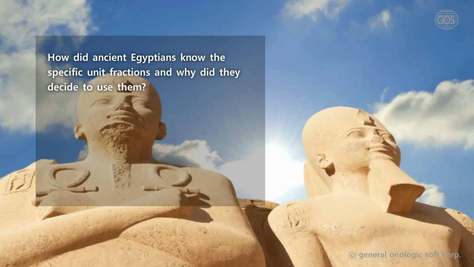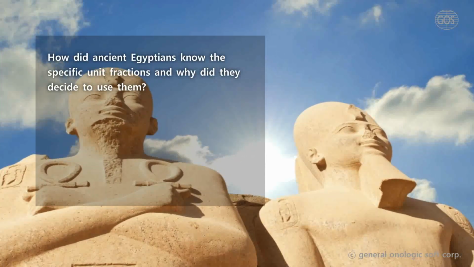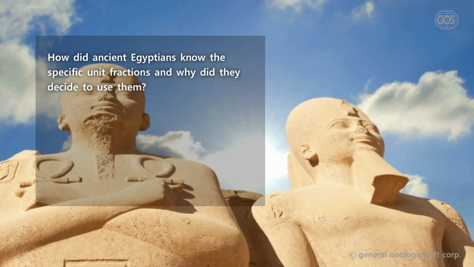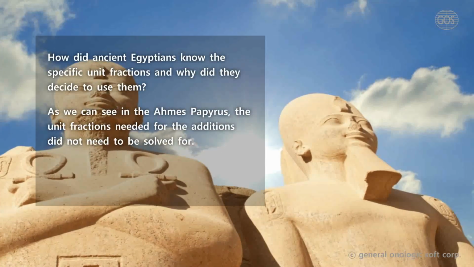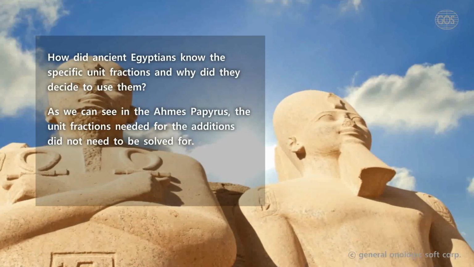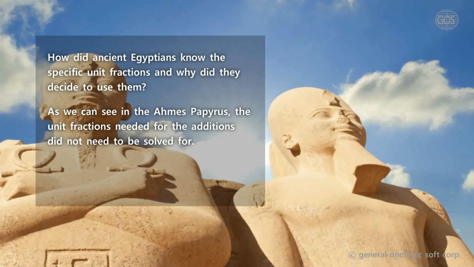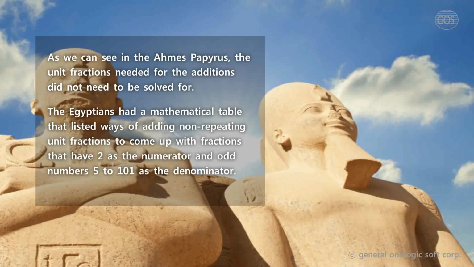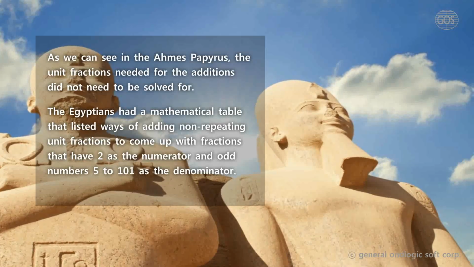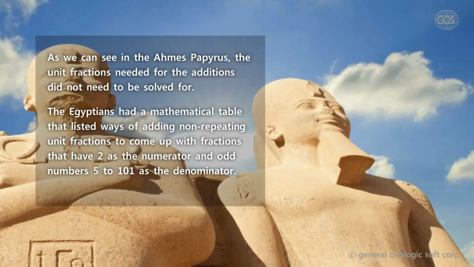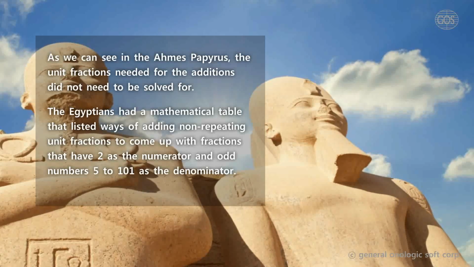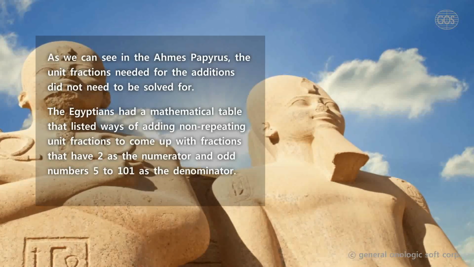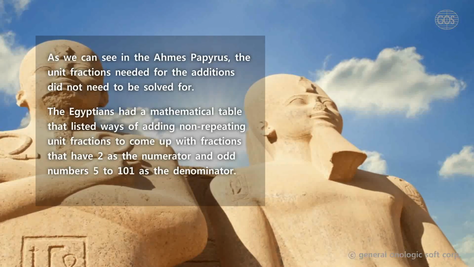How did ancient Egyptians know the specific unit fractions and why did they decide to use them? As we can see in the Eames Papyrus, the unit fractions needed for the additions did not need to be solved for. The Egyptians had a mathematical table that listed ways of adding non-repeating unit fractions to come up with fractions that have 2 as the numerator and odd numbers 5 to 101 as the denominator.